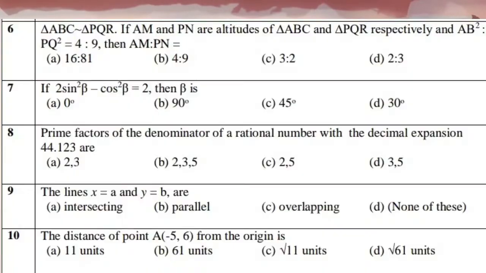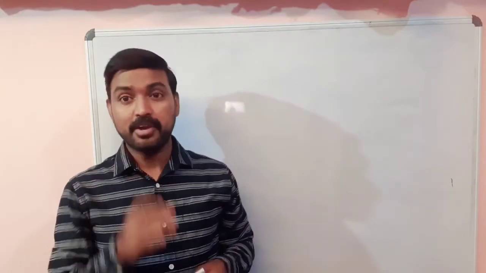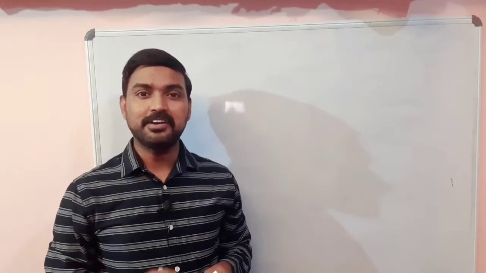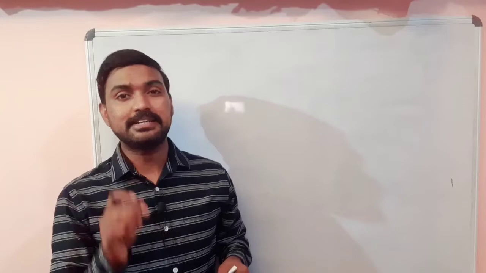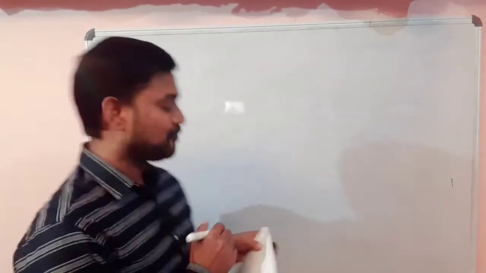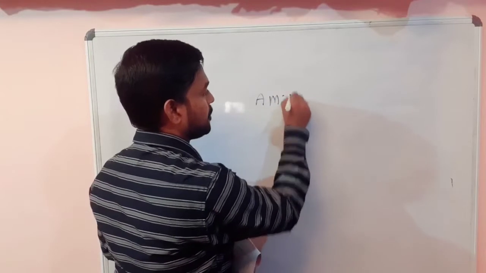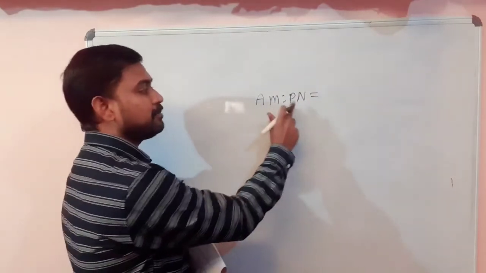So question number 6. We can read the question. Triangle ABC similar to triangle PQR. If AM and PN are altitudes of triangle ABC and triangle PQR respectively, and AB square is to PQ square is equal to 4:9, then what is AM is to PN? So this is the question. When we read the question, first we can identify what all the things given in the question and what is to find. At the end of the question, we can see what is to find. So here it is given AM is to PN.